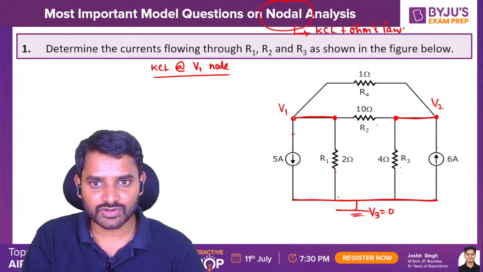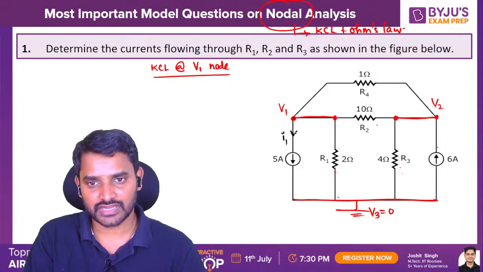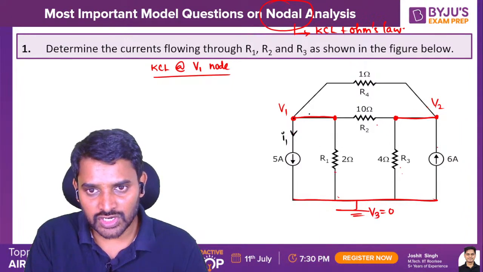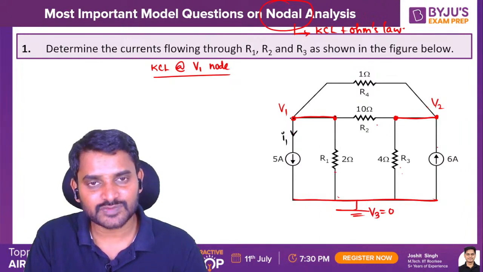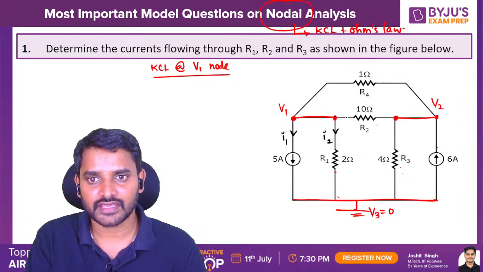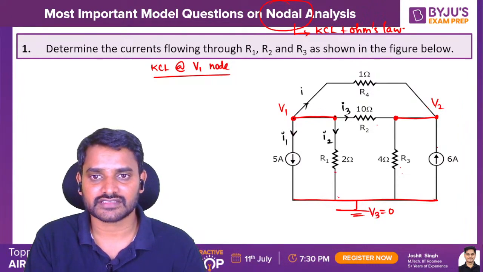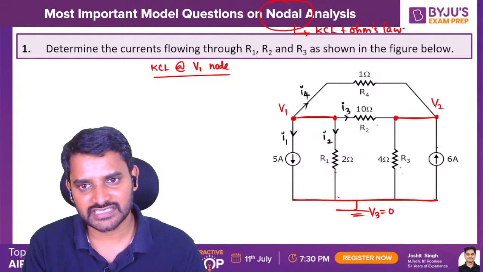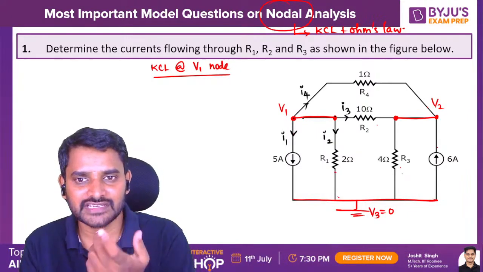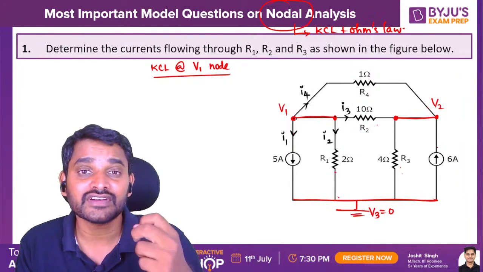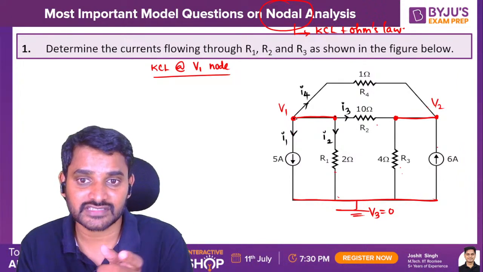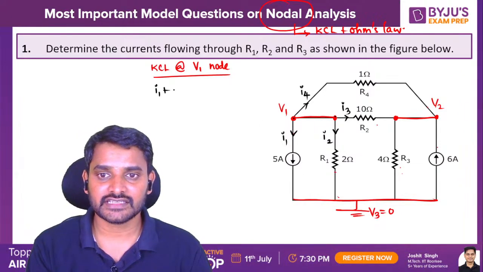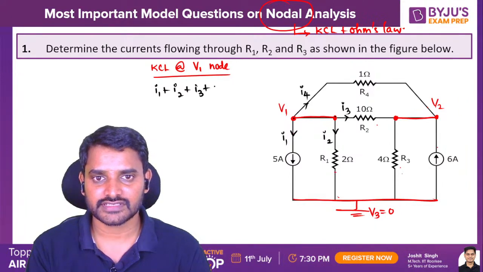So I am marking from this V1 node towards the lesser potential side. If V1 is greater, the current will flow to the other side, I1. Don't mark the current here because this point and this point are both the same. So I can mark this as I2, this as I3 and this as I4. Don't try to mark the current here as I2 because we do not have any element. Even if you write a current, how do you convert it into Ohm's law? Potential difference divided by resistance, but you do not have any resistance in this path, so you cannot write it. So if I write KCL, I1 plus I2 plus I3 plus I4 equals 0.